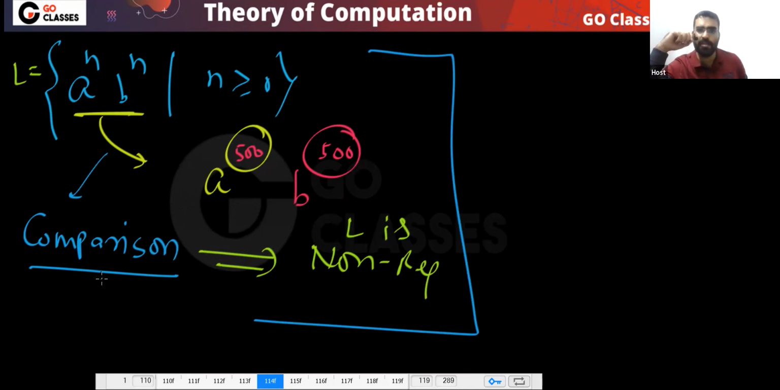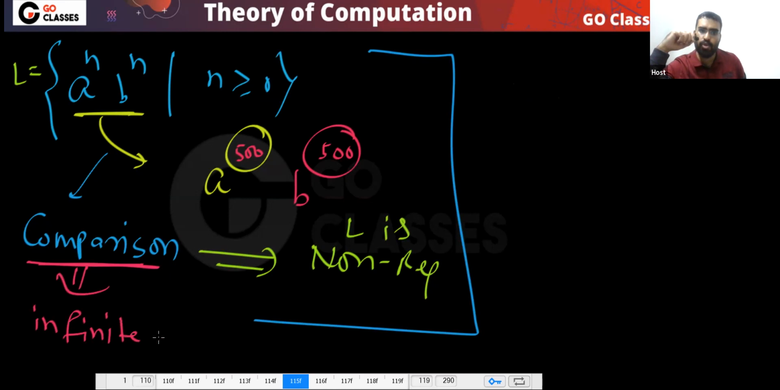So there will be a comparison, but still the language will be regular. So this is actually wrong. What should be the correct answer? The correct answer is yes, that is fine, there is a comparison, but there are infinite possibilities you need to keep track of. This comparison is fine, but you must find infinite possibilities that need to be kept track of.